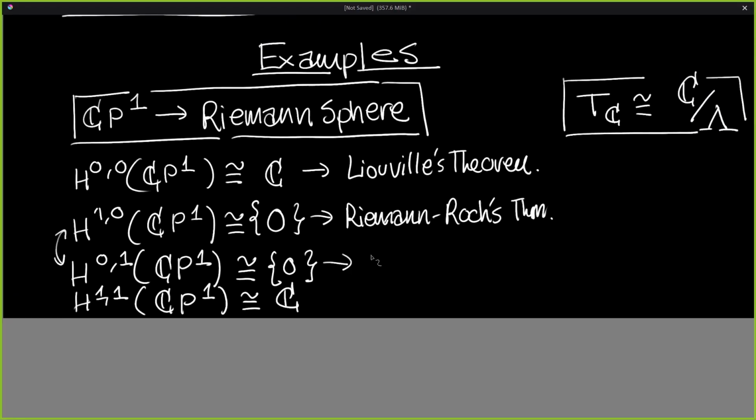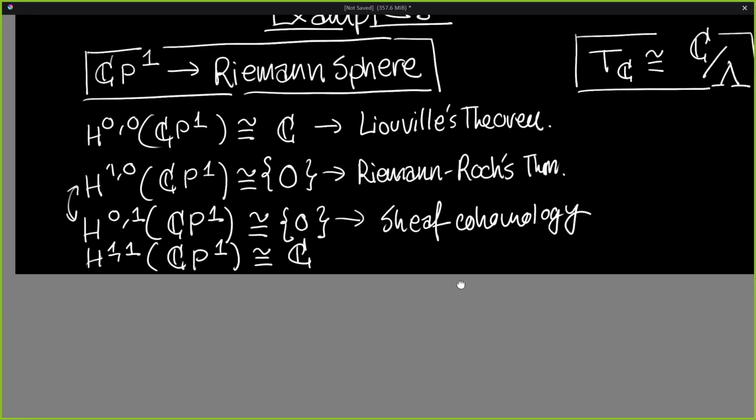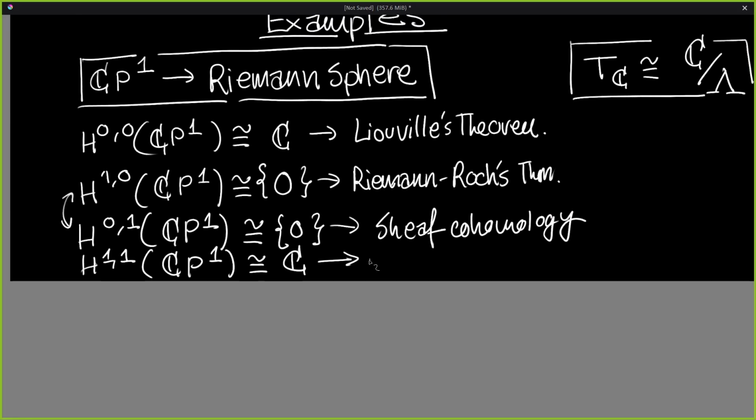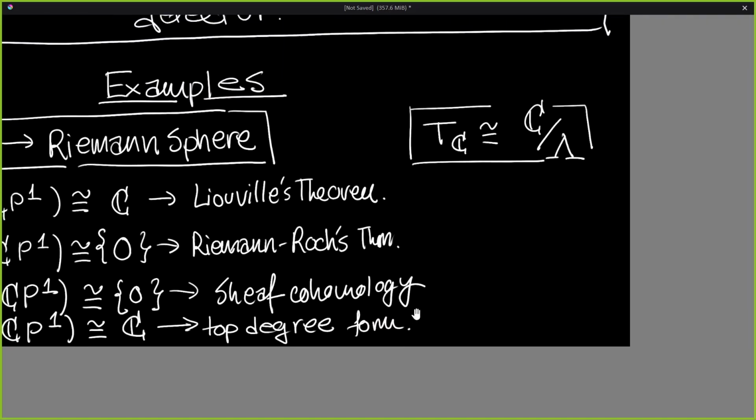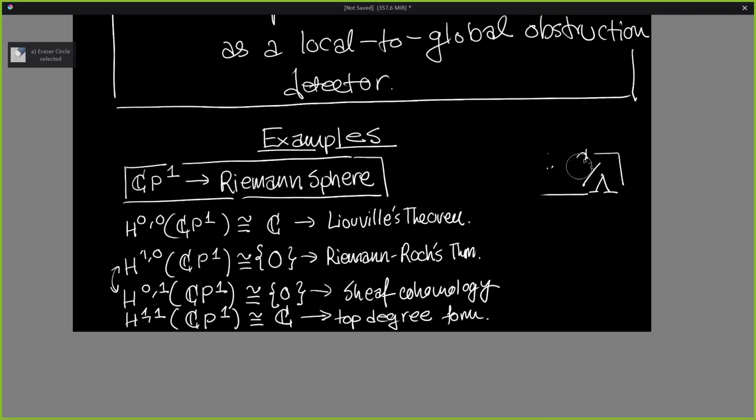You can also prove this using sheaf cohomology. And we can construct the top degree form in this situation, which gives us this one. Similarly, we don't have a lot of space here, so let me put this in the next page.